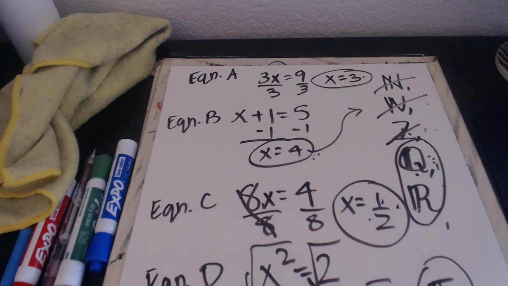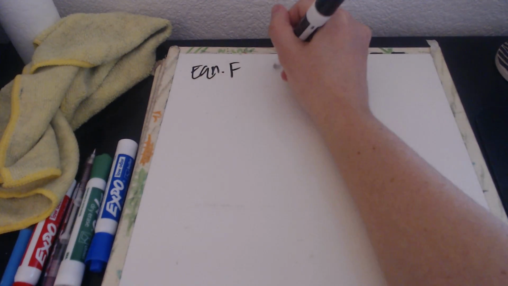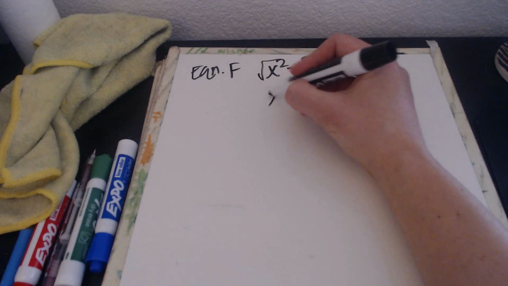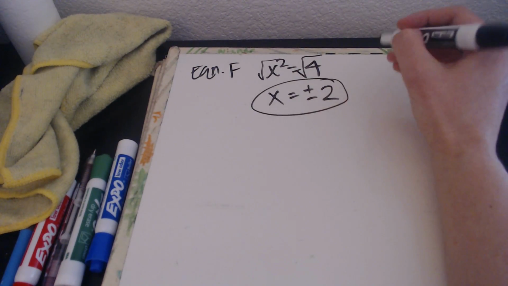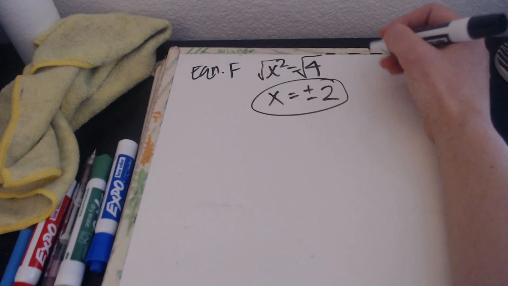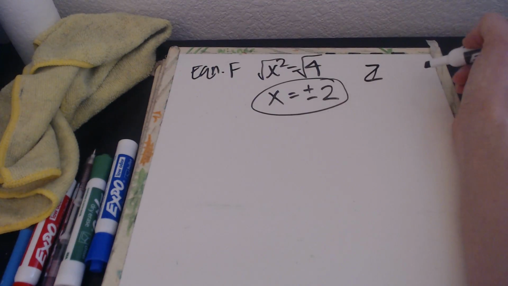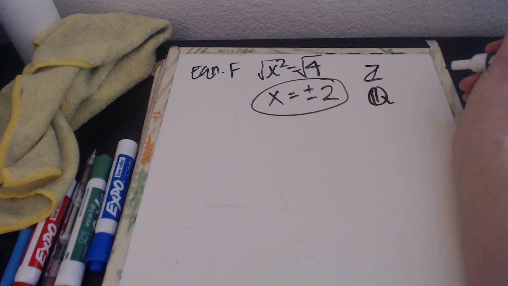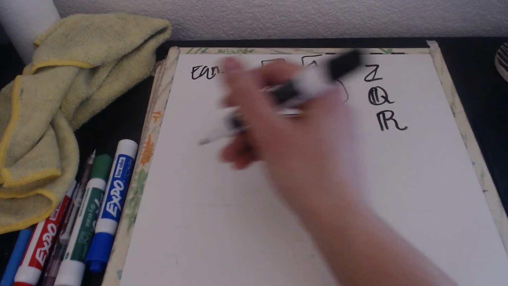A couple more. So equation F: x squared equals 4. Again, we would take the square root of both sides, and x would equal positive and negative 2. My answers here: positive 2 belongs to the naturals, but negative 2 does not, so I wouldn't use the naturals, and negative numbers are not whole, so the smallest number set these would belong to would be the integers, positive and negative whole numbers. And then the rationals, because I can write both of those as fractions, and then those are real numbers, so those would be the sets of numbers that my answers would belong to.